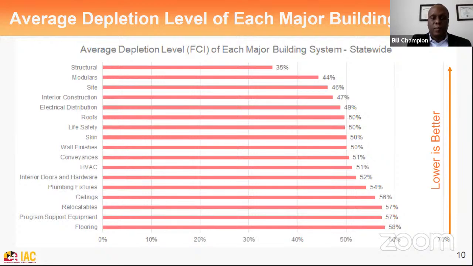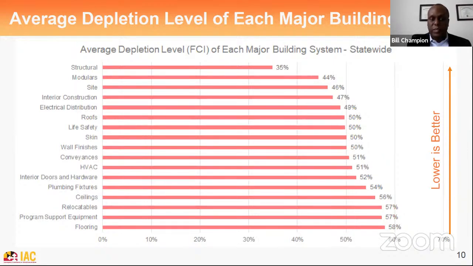Importantly, as a rule of thumb, individual building systems that cross the 60% observed FCI threshold begin to degrade much more rapidly than when they're younger. So a facility owner should plan and budget for that system's replacement in the near future.